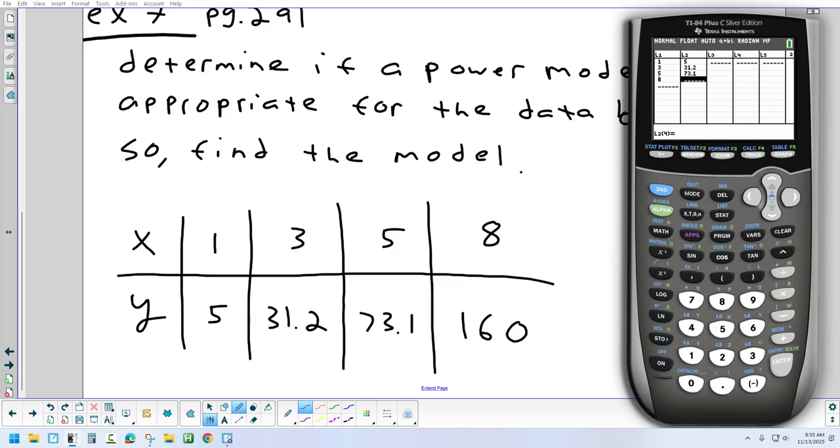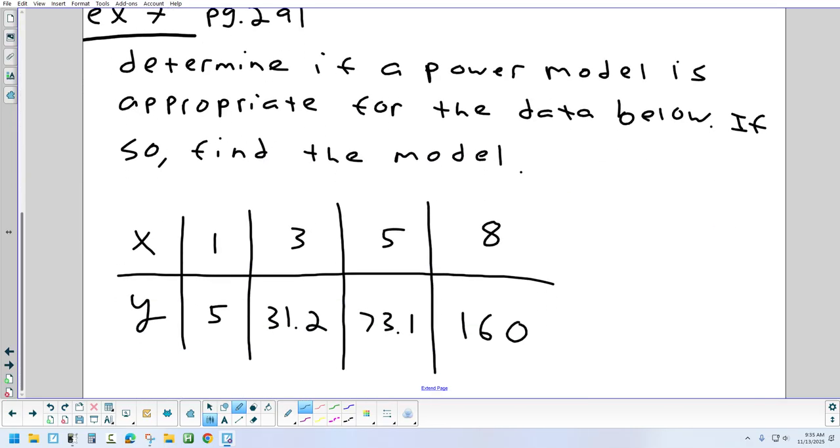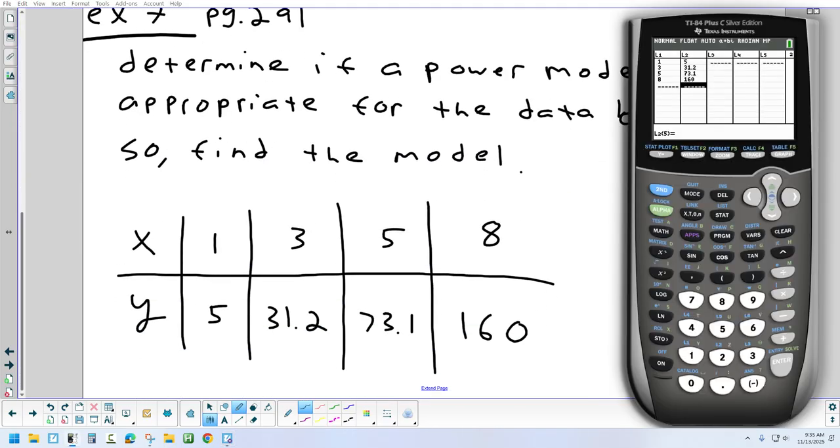Now, again, you might be thinking, well, wait, you said something in step 1 about taking the natural log of every number in that table, ln x, ln y. I didn't do that. I just typed in the table the way it was. Okay? I'm going to do that in a minute. Okay, does everybody have those typed in?